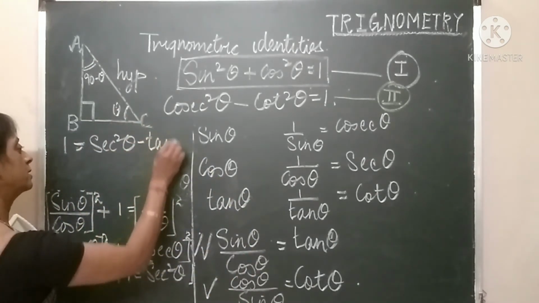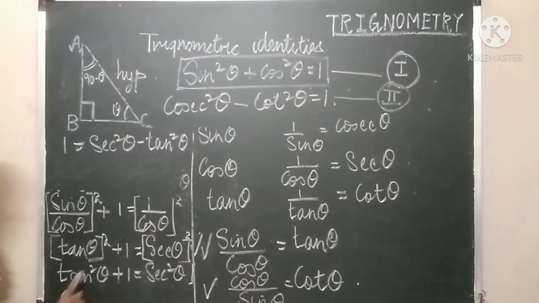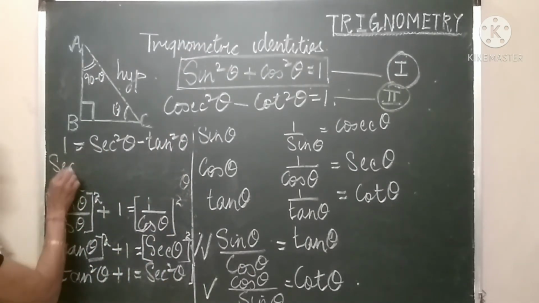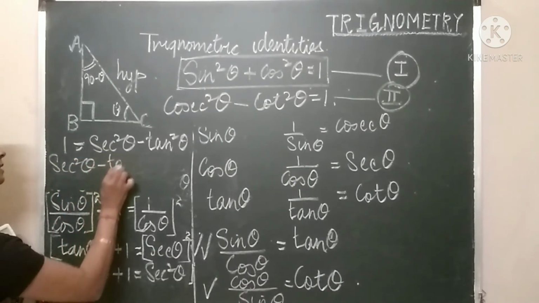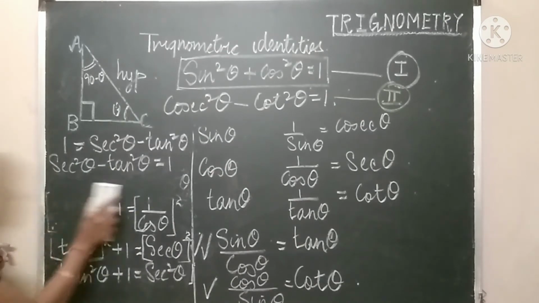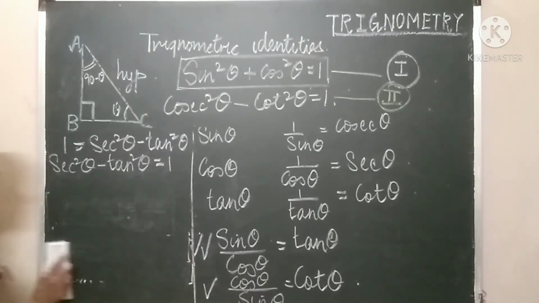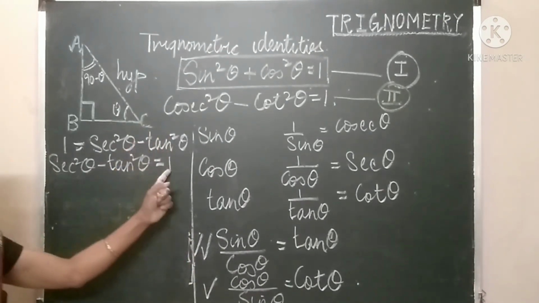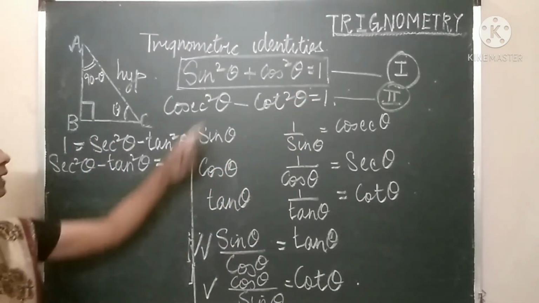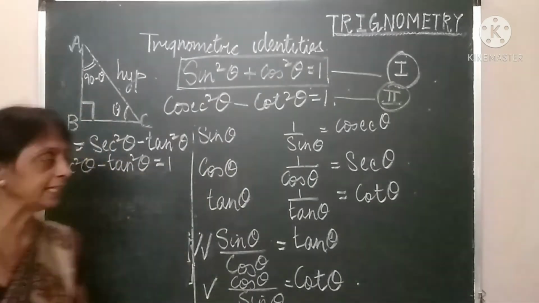So it changes its operation. So sec square theta minus tan square theta is equal to 1, or in other words, sec square theta minus tan square theta is equal to 1. So this is the third trigonometric identity. For all the three you see that you get the answer 1. That is why they are called trigonometric identities.